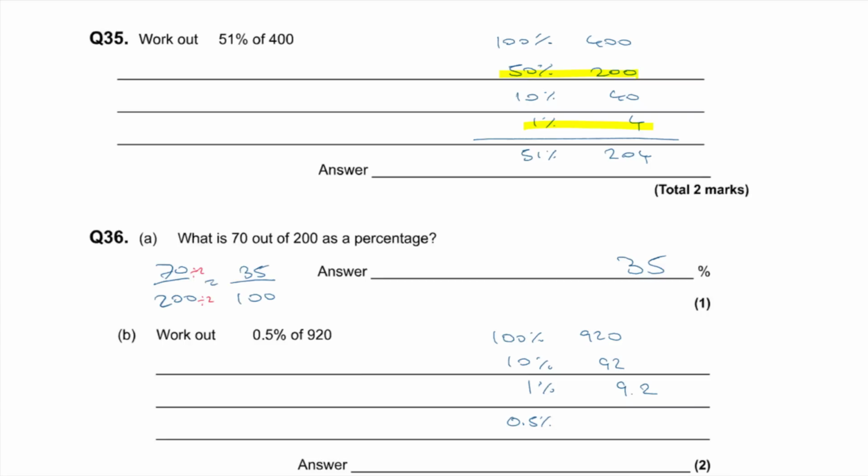Well, half of 9 is 4.5. Half of 0.2 is 0.1. So 4.5 and 0.1 is 4.6, isn't it? So 4.6 is half of 9.2. And that's my answer then. It's going to be 4.6.